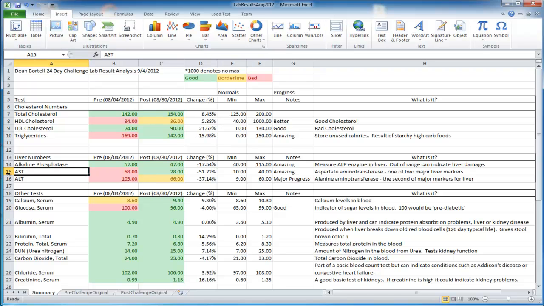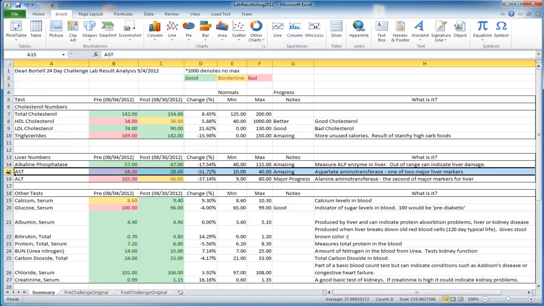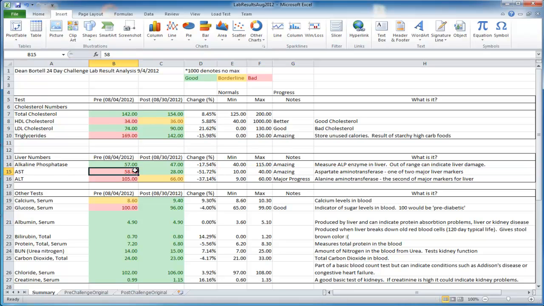These two, the AST and the ALT, are the two big ones they look at, right? Aspartate aminotransferase, I can't even say it. He says it really fast, rolls right off the tongue. I'm not going to try to do it. I'm just going to call it AST. You'll see I went from 58 to 28. We want 10 to 40. So I was way over in the beginning, and now I am well within normals at, you know, 52% decrease.